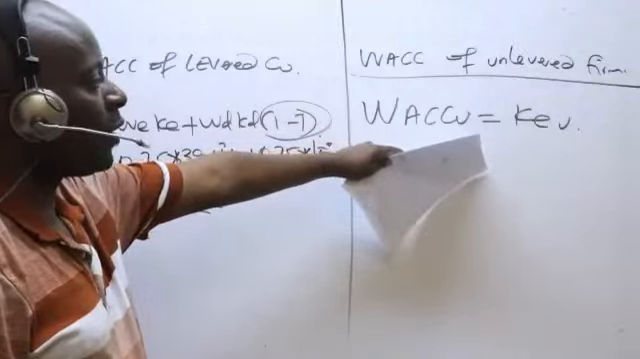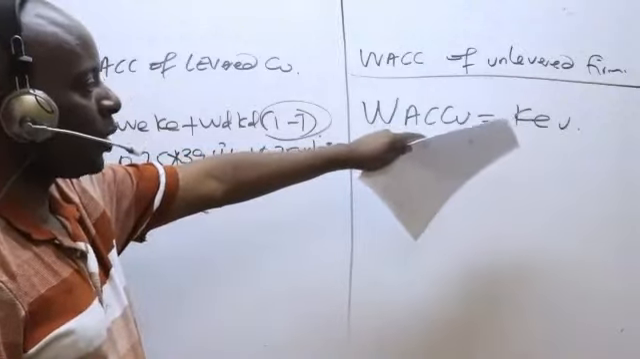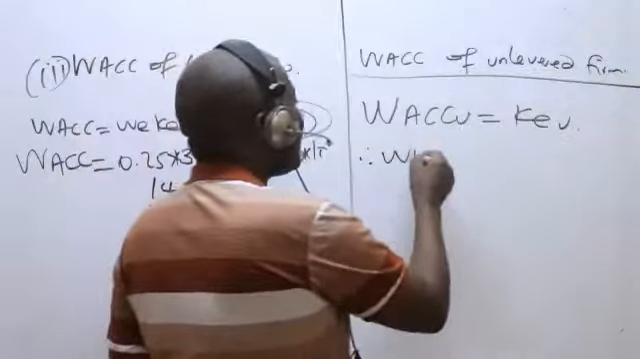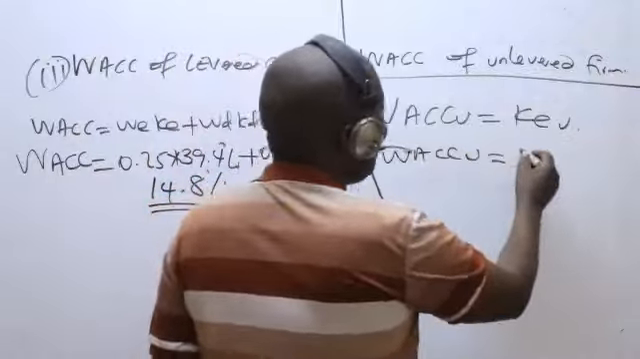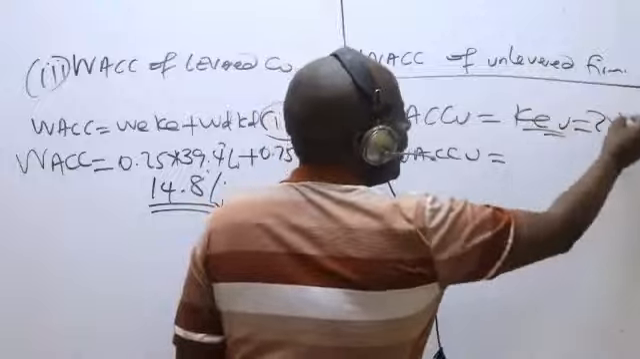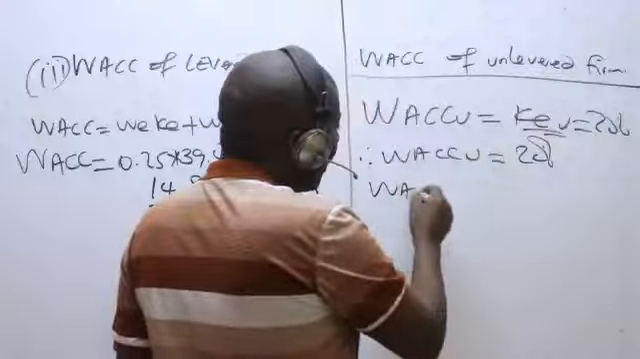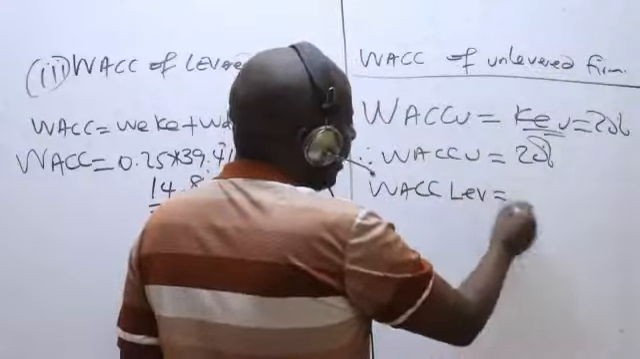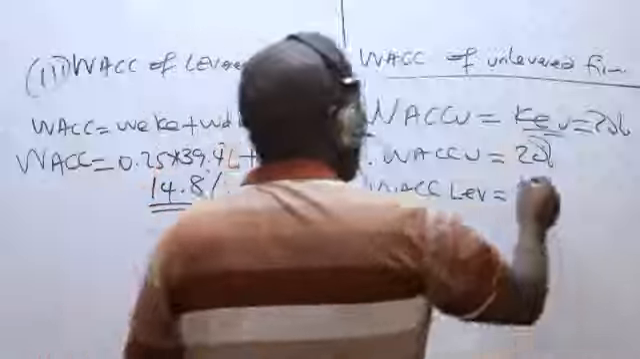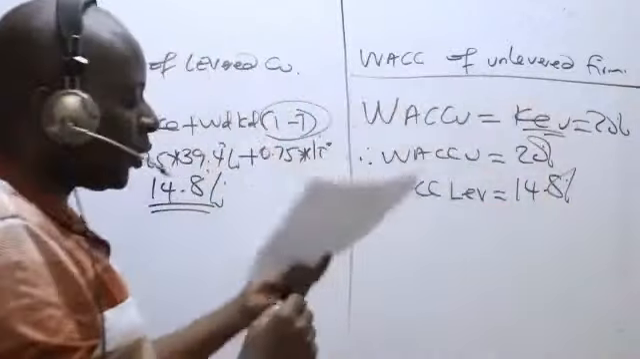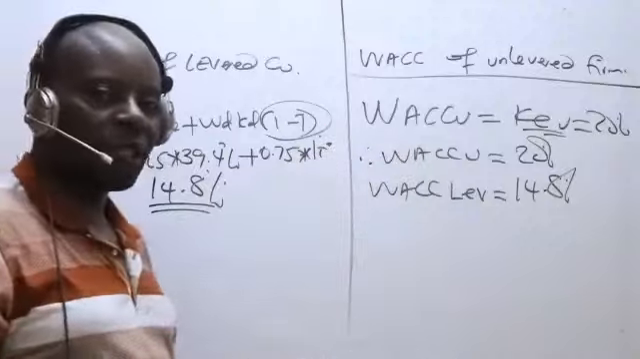WACC of unlevered firm equals cost of equity of unlevered firm. So therefore, our WACC of the unlevered firm, if you remember, our K was 20%. So it was 20% here. And our WACC of a levered firm has really reduced. It's now 14. Anything that reduces our cost of capital is worth pursuing.